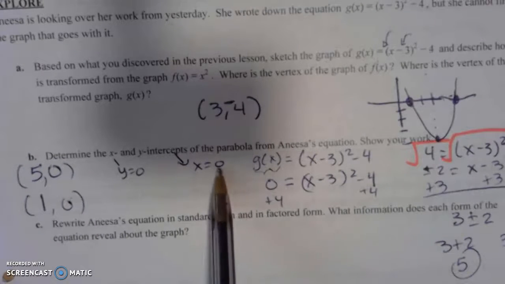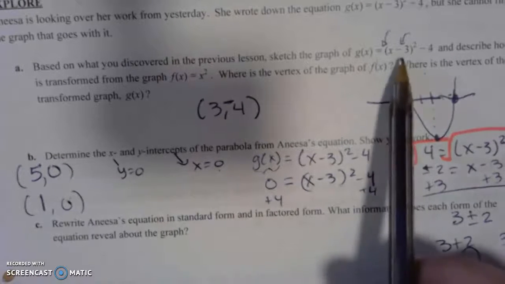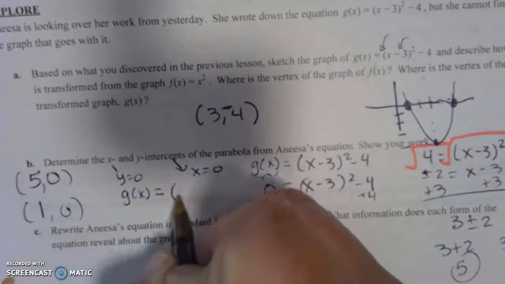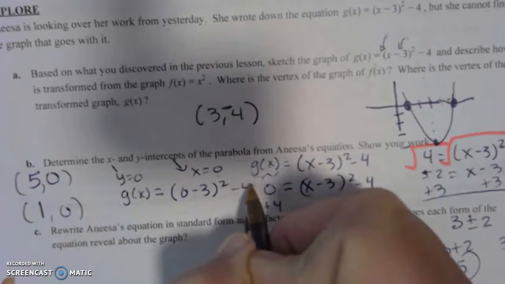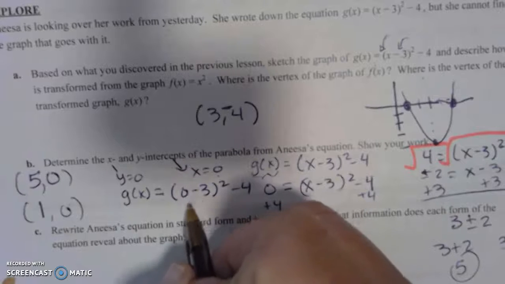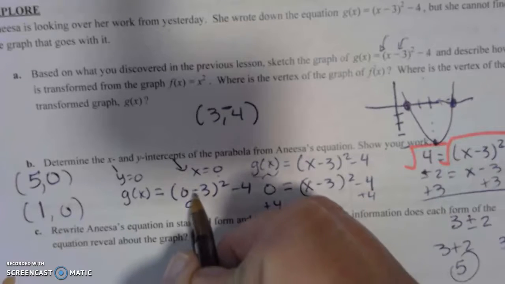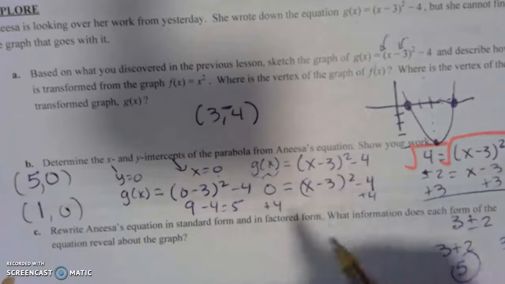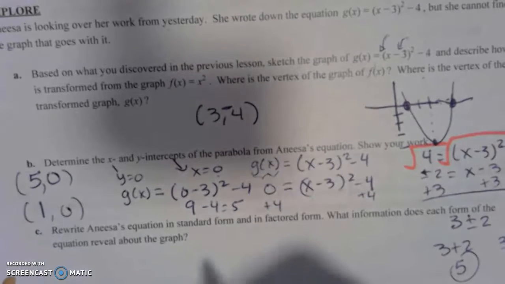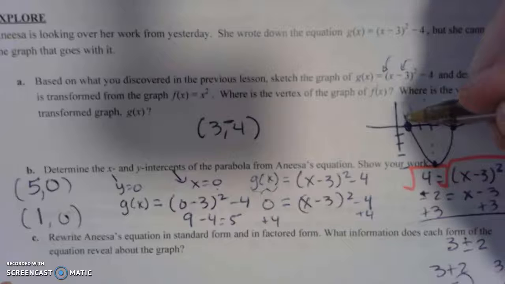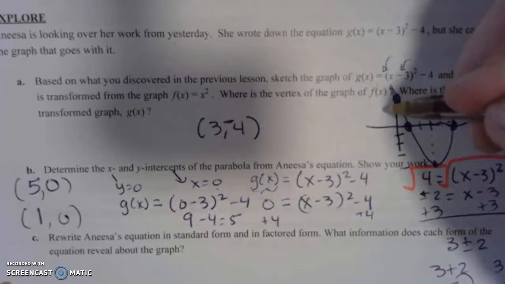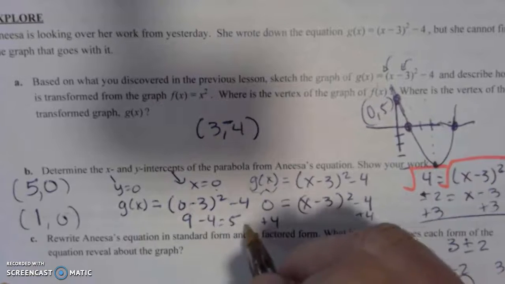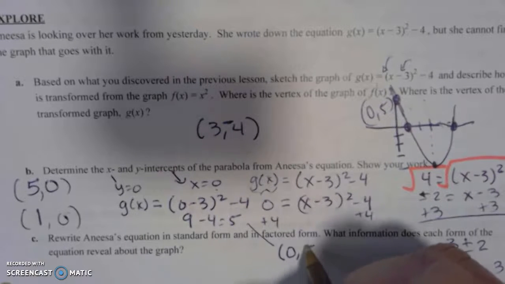Now to find my y-intercept, I'm going to set x equal to 0. So we're going to get g of x, or y, equals 0 minus 3 squared minus 4. This is negative 3 squared, so I square it and get 9, minus 4 equals 5. So my y-intercept is 0, 5. As we come up here, this number would be 0, 5.